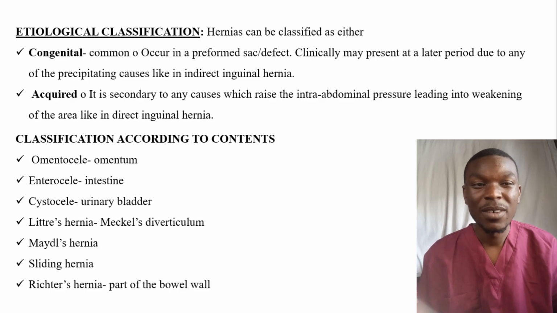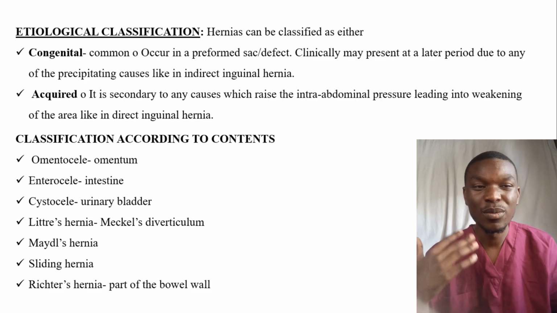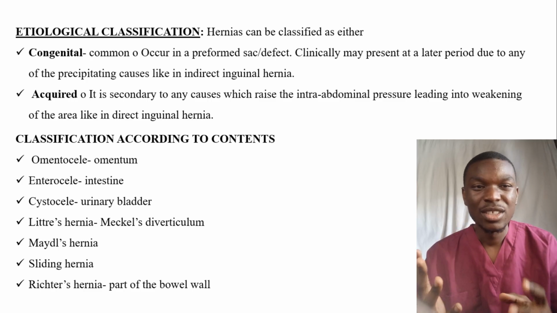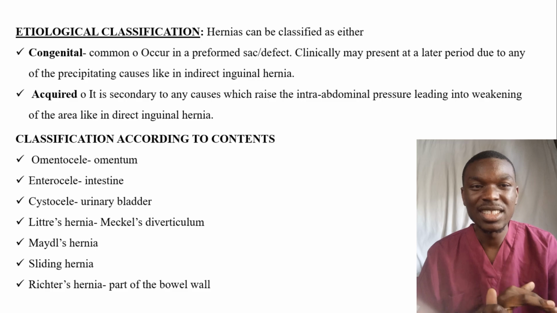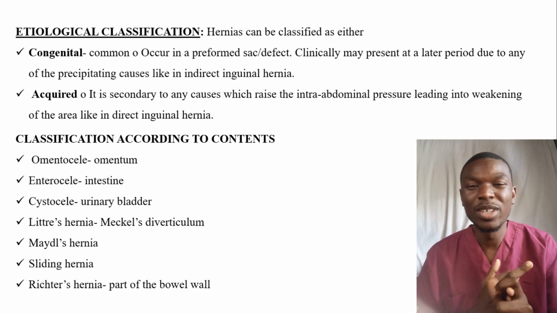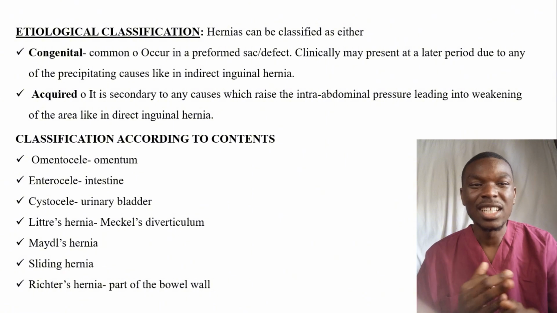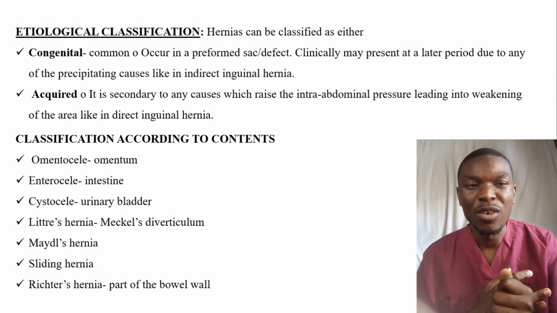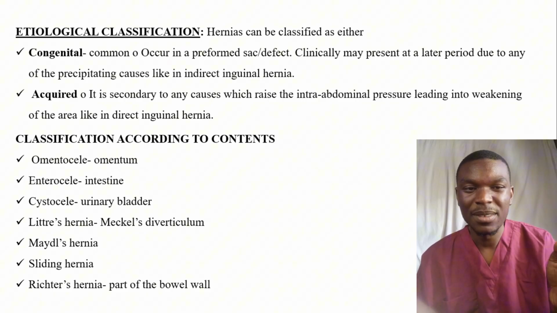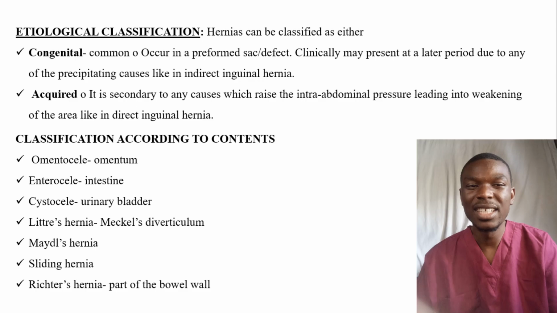Then we can also classify it according to the contents in that hernia. So if the contents are intestines, it's called enterocele, it can be urinary bladder, it can be omentum. Yeah, so I've listed everything there. It can be a sliding hernia.